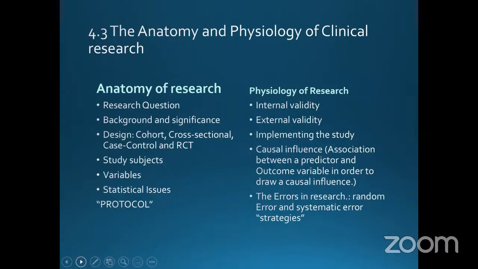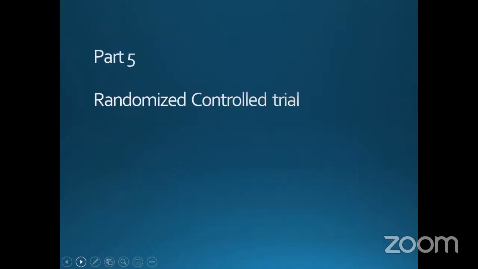So the anatomy of research includes the research question, background and significance, and the design of cohort, cross-sectional and case control, which has already been dealt with, and RCTs will be dealt with in a couple of slides later. Study subjects, variables, statistical issues, all these come under the protocol. The physiology of research asks whether research is conducted properly, giving it internal validity and external validity, implementing the study, and the causal inference, associations between a predictor and outcome variable in order to draw a causal inference, and whether the research has taken care of the errors in the research, that is random error and systematic error.